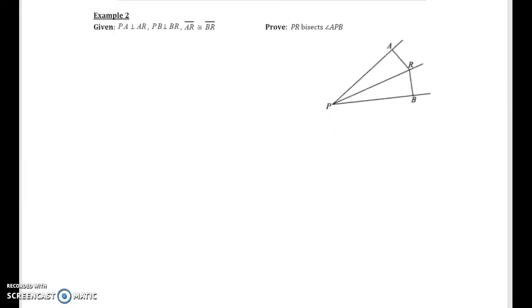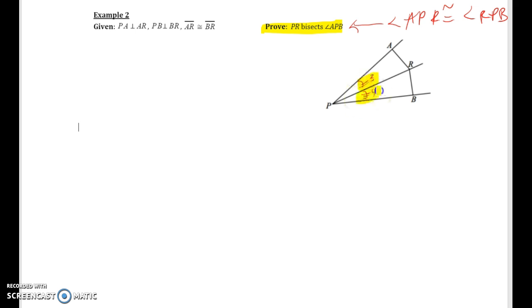So Unit 4, Example 2. We are asked to prove that PR bisects angle APB. So what will be true if that is indeed the case? We will need to show that angle APR is congruent to angle RPB, and we can call these angles 3 and 4. So we're going to have to show that relationship.